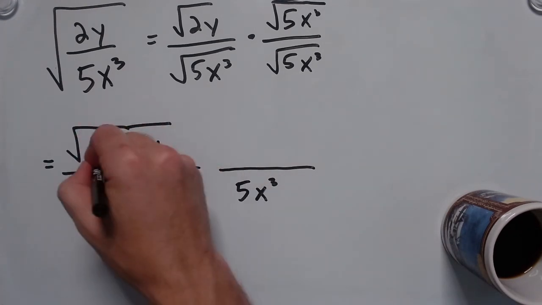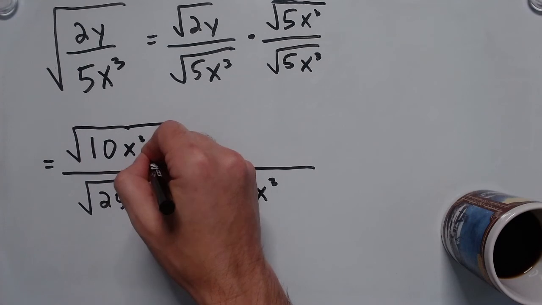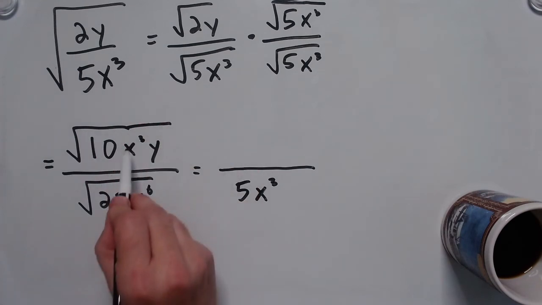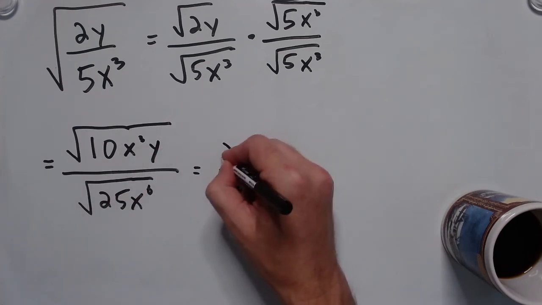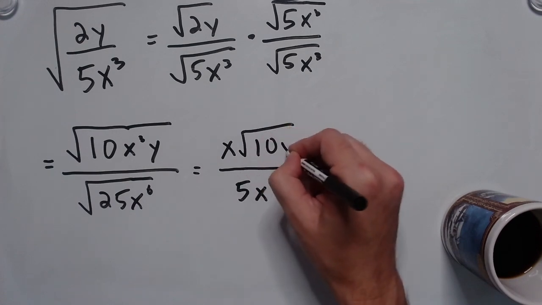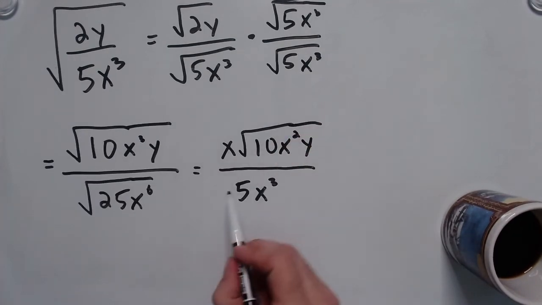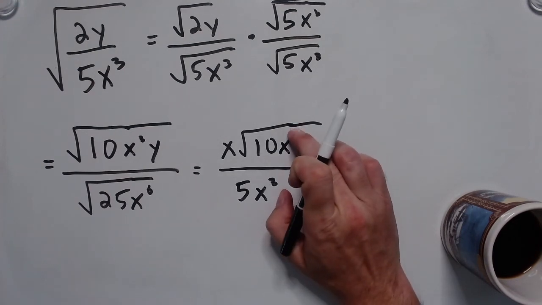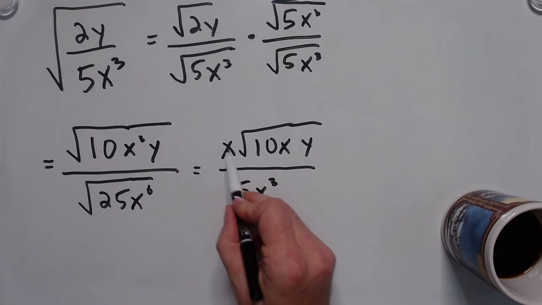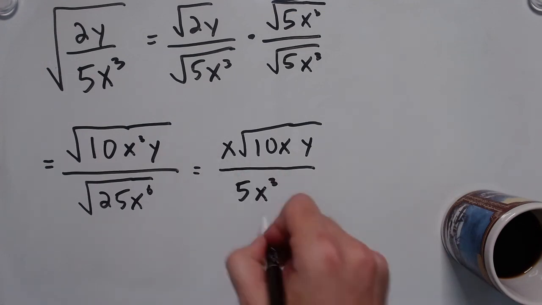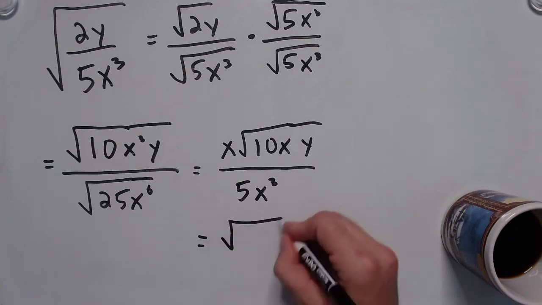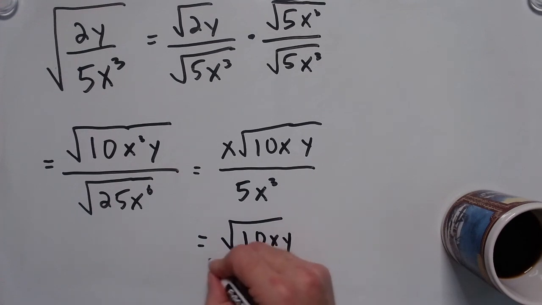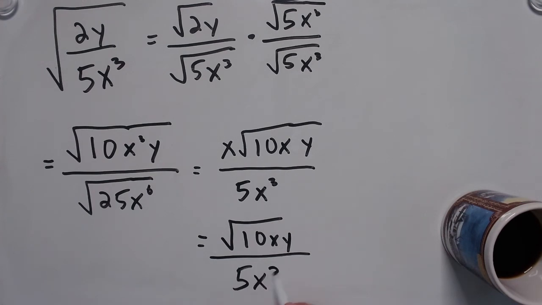And up here, we've got a 10, an x cubed, and a y. The only thing we can pull out is the x squared that's buried in this x cubed. So we'll leave an x behind, but an x is going to pop out. So we're going to have x times root 10xy. See how? Oh, that's not x squared. That's just plain old x. So we have an x here and an x cubed down here. So one of those x's will cancel out, and that will equal the square root of 10xy all over 5x squared.